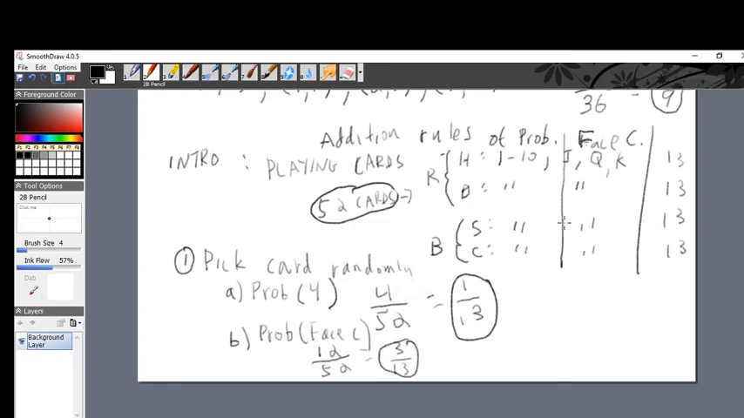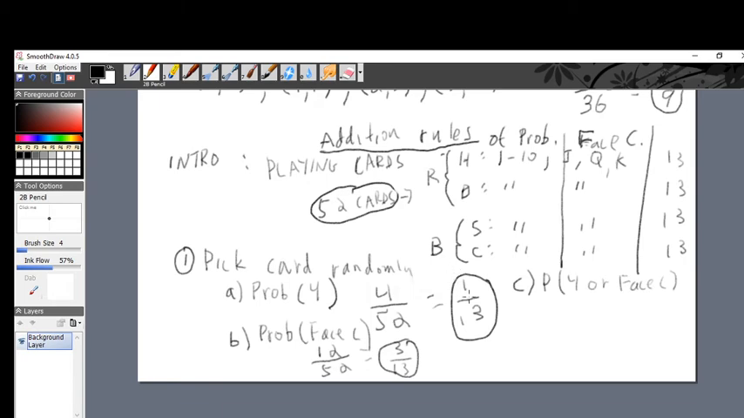Let's go on to the one that I talked about before, 1C. What's the probability of getting a 4 or a face card? All right, so that's where the addition rules come in. Let's underline that right over here. Addition rules. You win if you get a 4, and you win if you get a face card. So what's the probability of getting either of those?